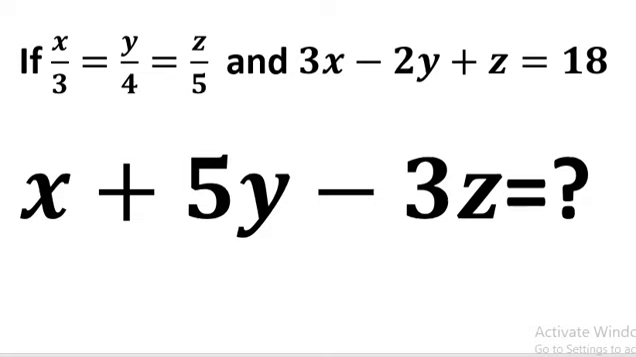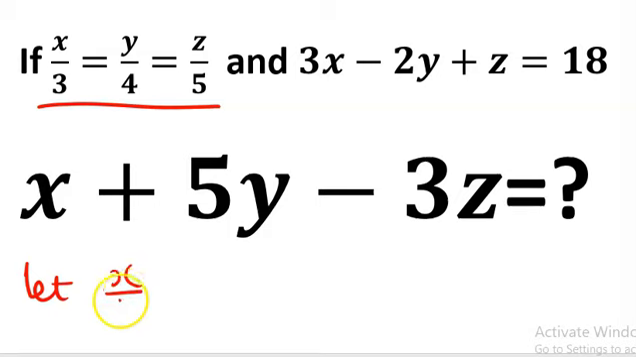Some mathematics in this video. If x on 3 is equal to y on 4, which is equal to z on 5, and 3x minus 2y plus z is equal to 18, we have to find the value of x plus 5y minus 3z. So let's see how we are going to solve this problem. Now let's start from this side.